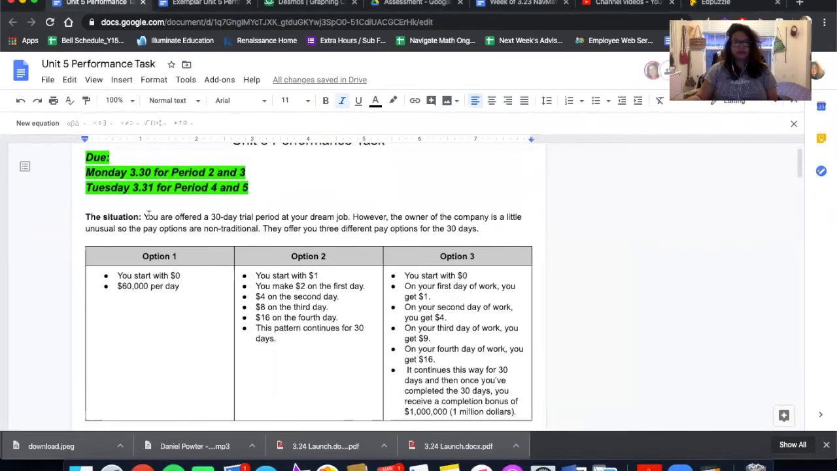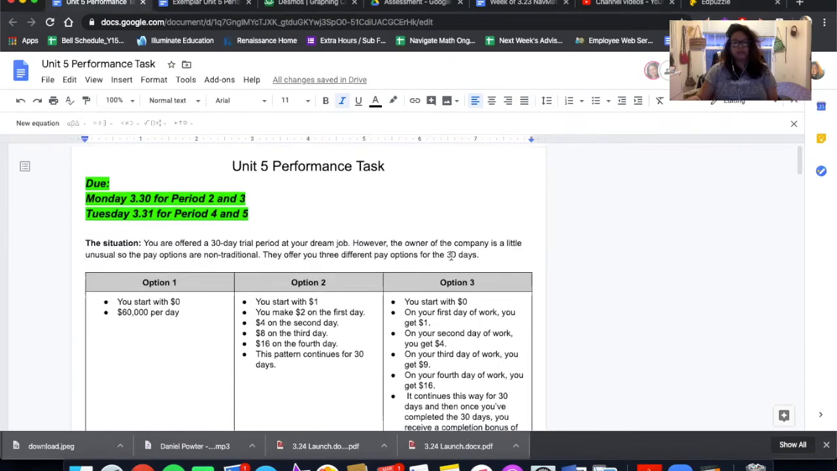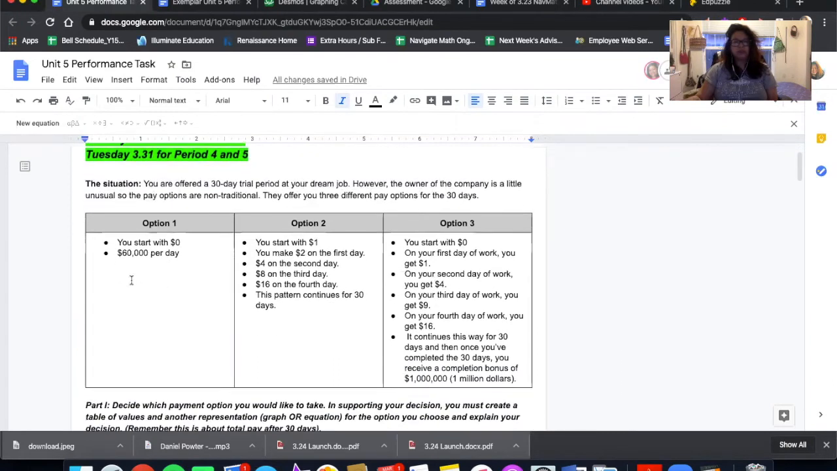So looking at the project, you are given a situation. You are offered a 30-day trial period at your dream job. However, the owner of the company is a little unusual, so the pay options are non-traditional. They offer you 3 different pay options for 30 days. Option 1, you start with $0 and you get paid $60 per day. Option 2, you start with $1, you make $2 on the first day, $4 on the second day, $8 on the third day, $16 on the fourth day, and this pattern continues for 30 days.